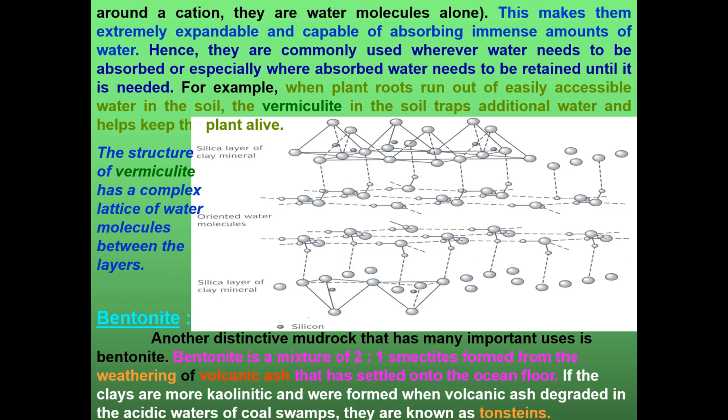Hence, they are commonly used wherever water needs to be absorbed, or especially where absorbed water needs to be retained until it is needed. For example, when plant roots run out of easily accessible water in the soil, the vermiculite in the soil traps additional water and helps keep the structure of vermiculite has a complex lattice of water molecules between the layers.